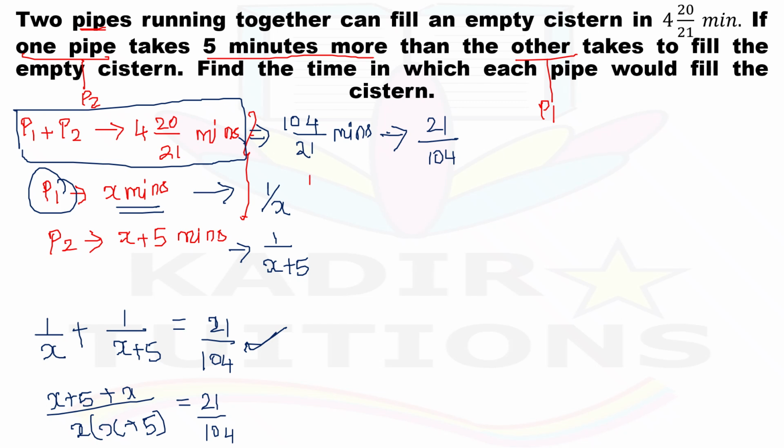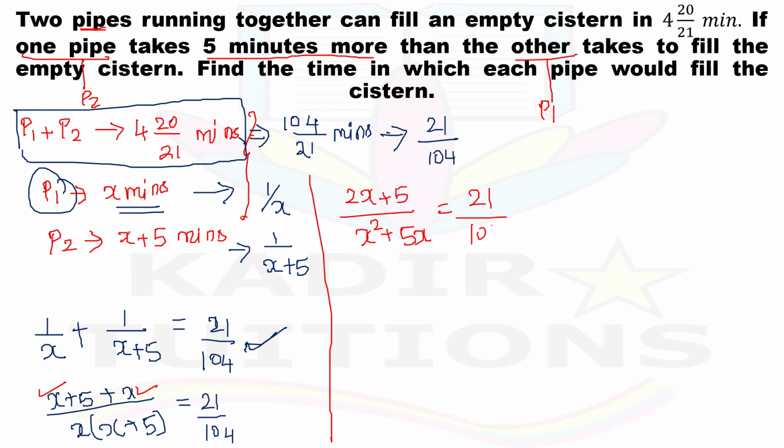Over here, x and x are like terms, so we can add them. It will become 2x plus 5 in the numerator. And in the denominator, we will have x into x, which is x square, plus 5x, which is equal to 21 divided by 104.